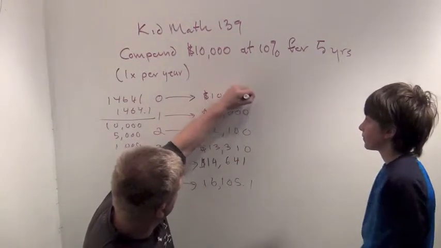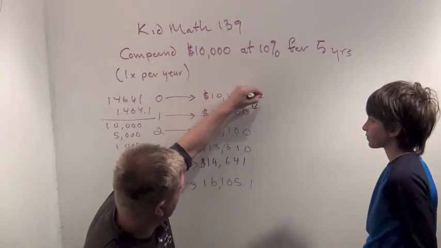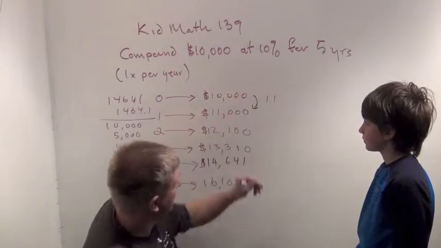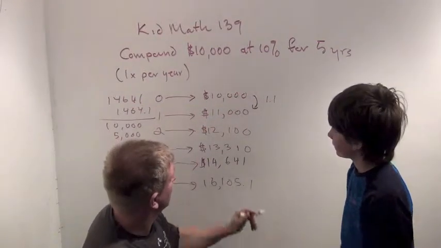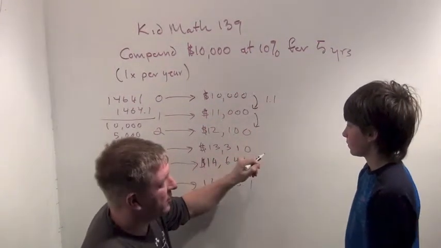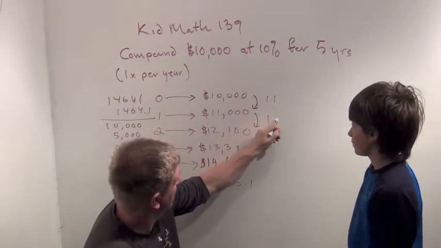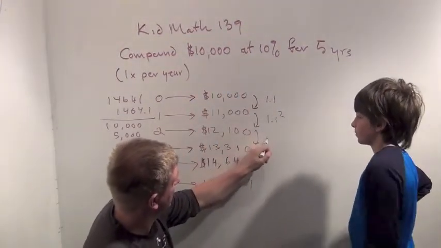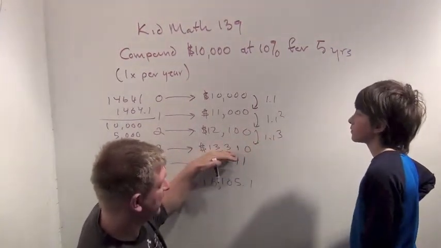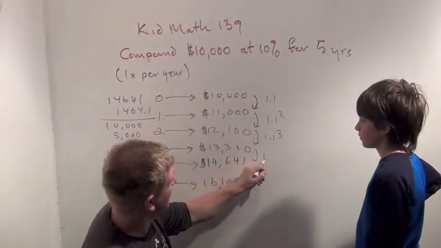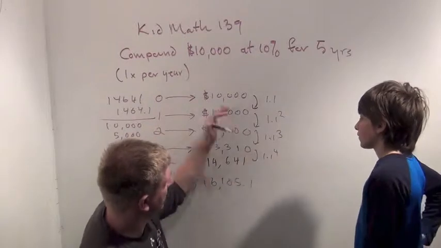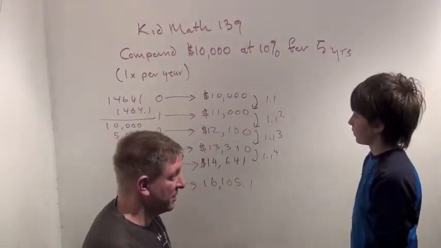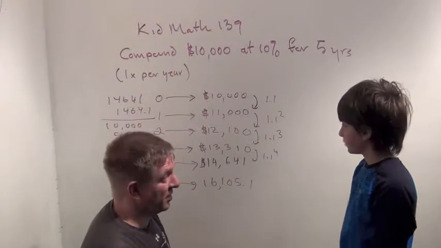Going down here, we multiply by 1.1. Here we multiply by 1.1 again, or 1.1 squared to come all the way from the beginning. Here we multiply by 1.1 cubed. Here we multiply by 1.1 to the 4th, if we want to come all the way from the beginning. It's like powers of 11.